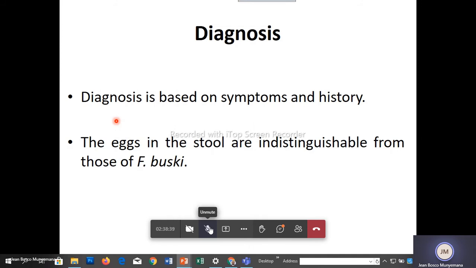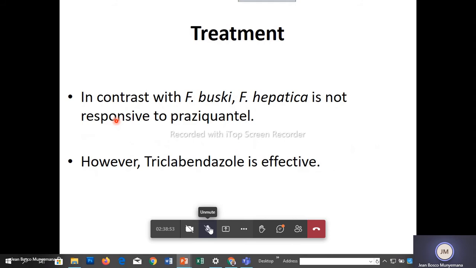Diagnosis is based on symptoms and history. Eggs can be found in the stool and are indistinguishable from those of Fasciolopsis buski. The treatment. In contrast with Fasciolopsis buski, Fasciola hepatica is not responsive to praziquantel. However, triclabendazole is effective for Fasciola hepatica, but for Fasciolopsis buski and the others, praziquantel is an effective drug.